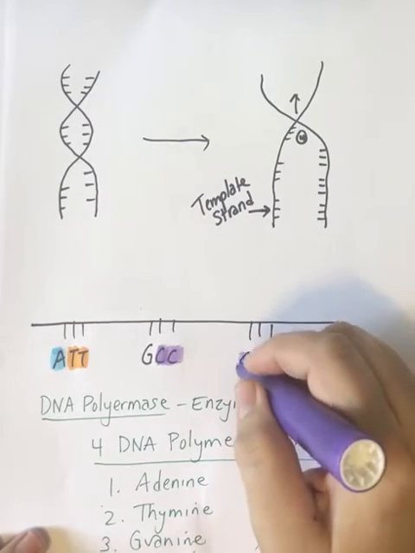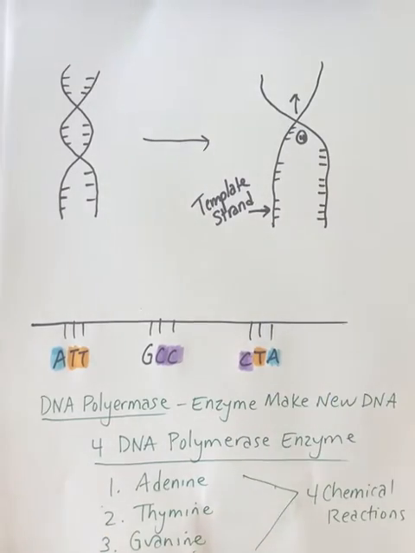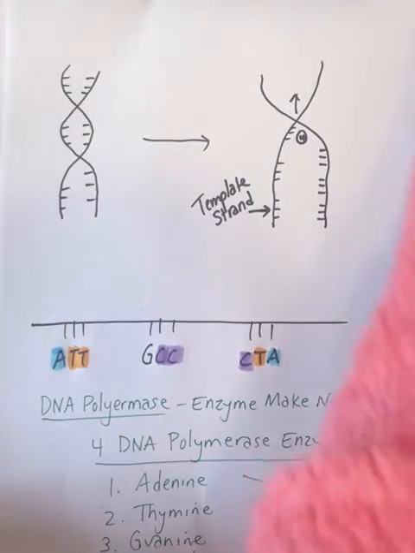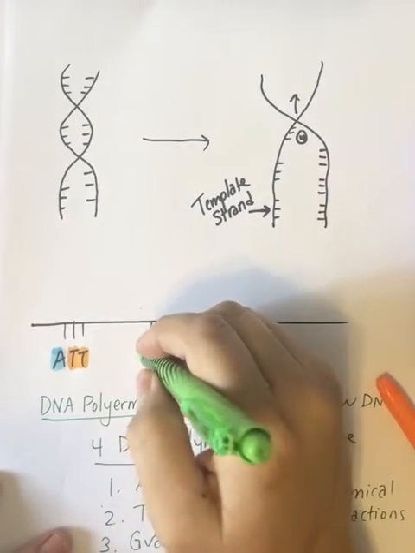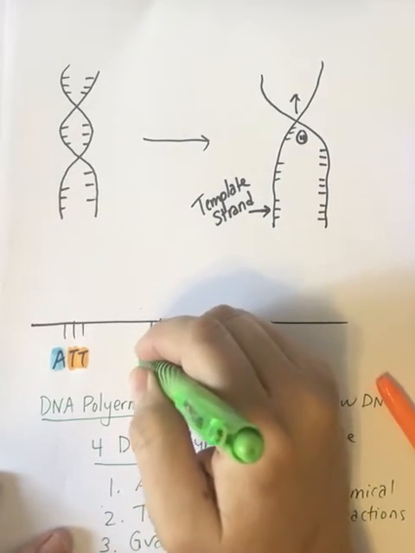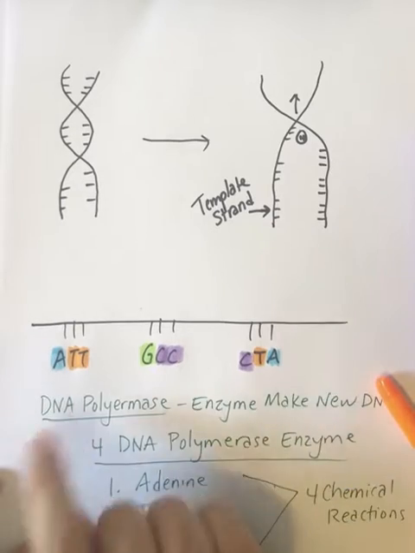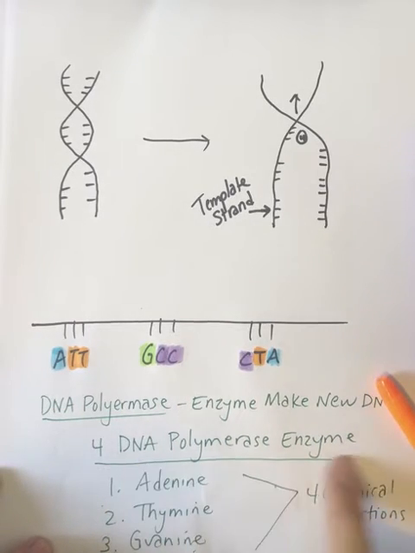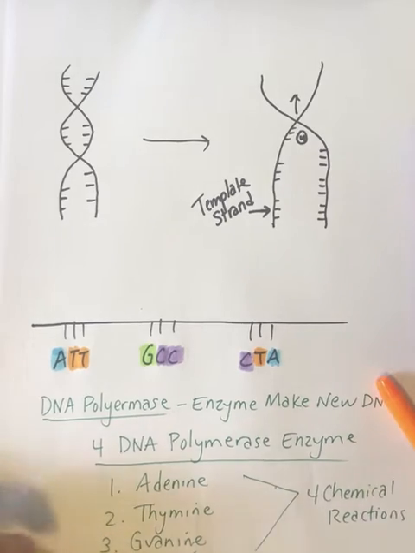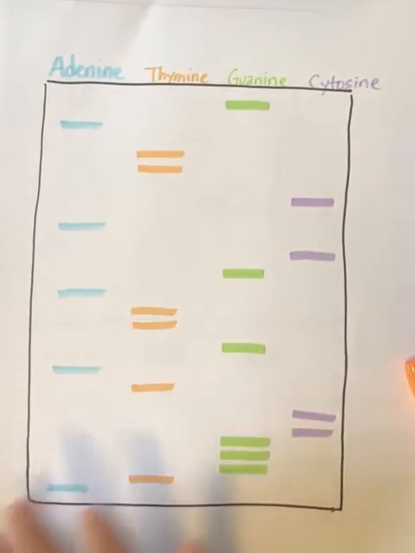We're going to use radioactive labeled isotopes. Now I need to grab another color for guanine. So these each are going to have their own radioactive compound attached to them. So the DNA polymerase is going to do 4 chemical reactions. So this is the Sanger sequence.